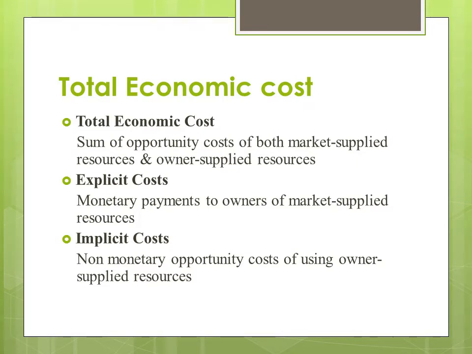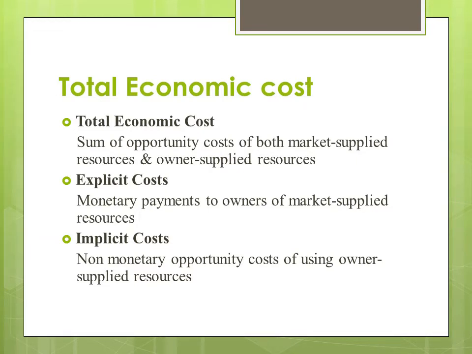Explicit cost is the monetary payment to owners of market supplied resources. Basically, explicit cost is out of pocket cost. As I said in the previous slide, we pay for labor wages, we pay for rented goods, raw materials, and we also pay for leased land. So all these costs are called explicit costs.